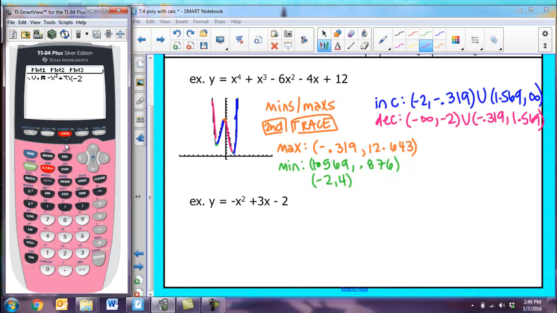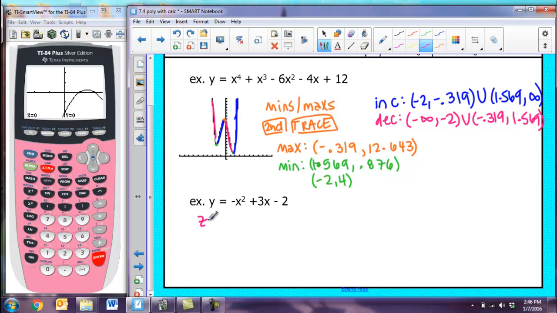And remember, if you want to refix your window after you've changed it, zoom 6. Okay, so it looks like it's going through. If I zoom in, maybe that'll make it look nicer. Oh, look how pretty that is. Okay, so if you want to find zeros on a graph, there are 2 ways to do that. The first way is through the second trace menu.